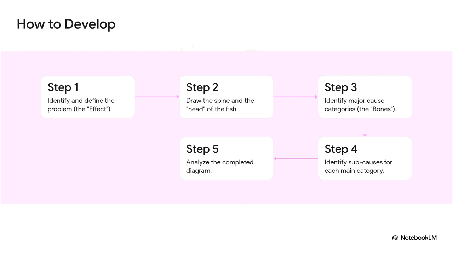Number 1, nail down the problem. Be super specific. That's the head of our fish. 2, you draw the main spine. 3, you identify the big picture cause categories. These become the main bones. 4, this is the fun part. You brainstorm all the little subcauses for each category. And finally, step 5, you step back and analyze the whole diagram to see what patterns jump out.